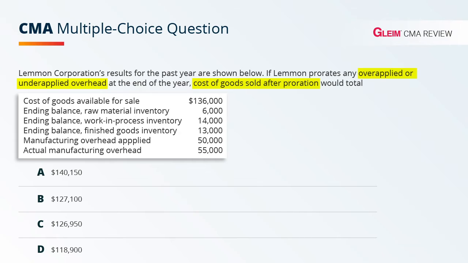And we're going to use that information to calculate the over or under applied overhead. So we have to figure that out. And then we have to figure out the proration to cost of goods sold. Let's take a look at the solution together.